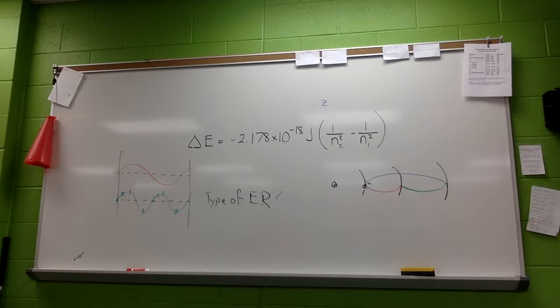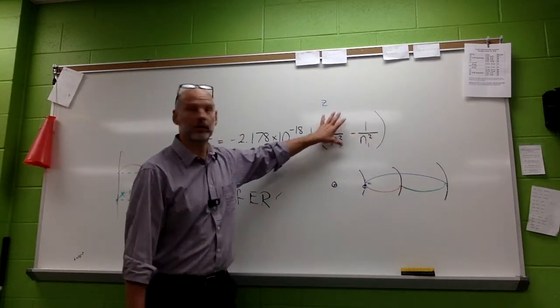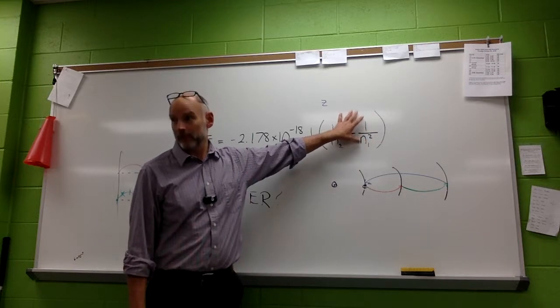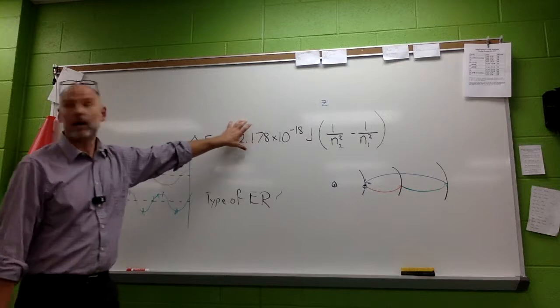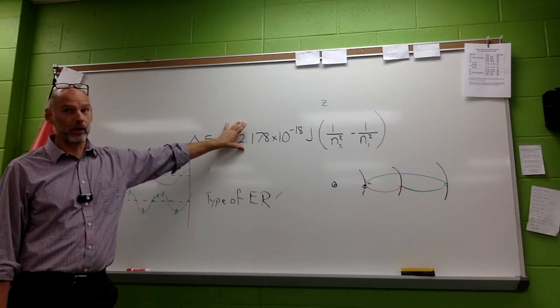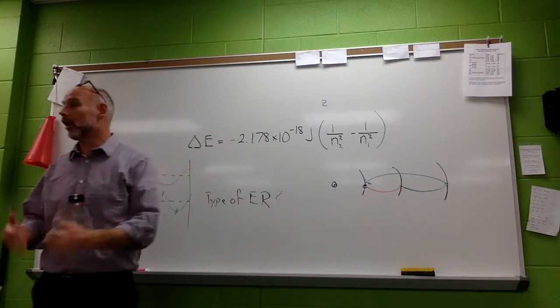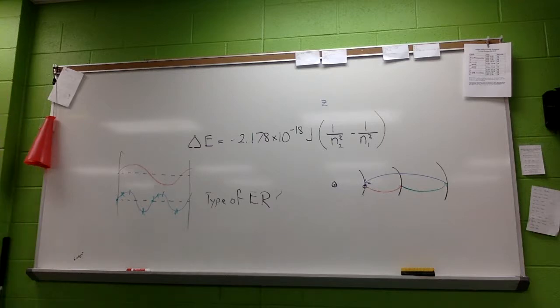Do we have a sign? What's the sign going to be for this value? The value in here is going to be negative, right? And then we multiply by a value that's negative, therefore positive. Does that make sense? Yeah.